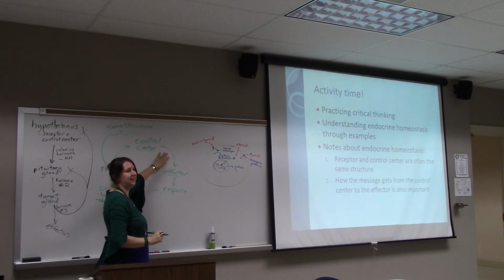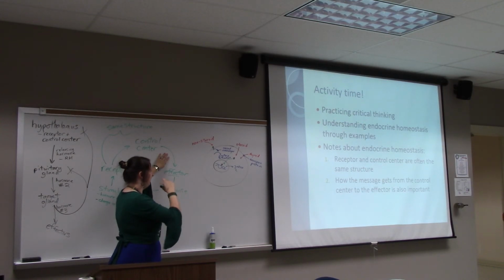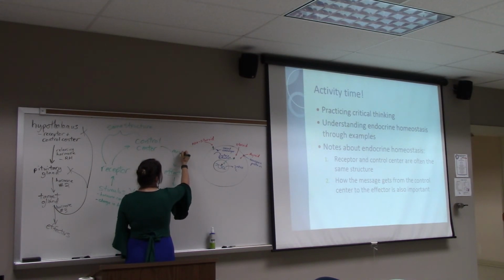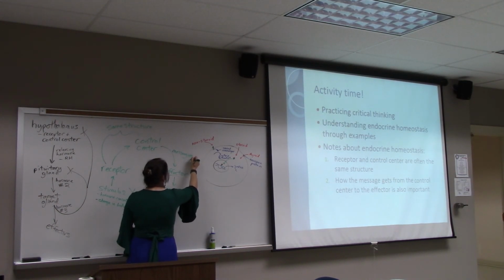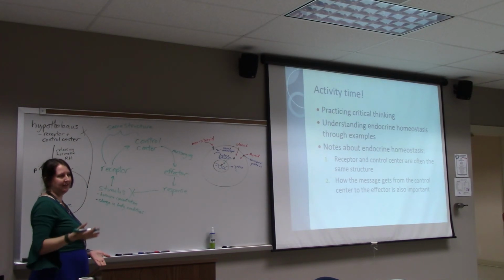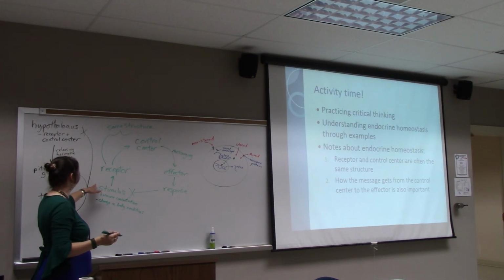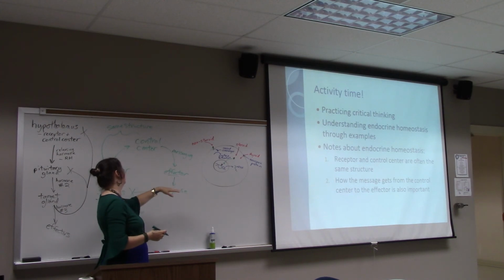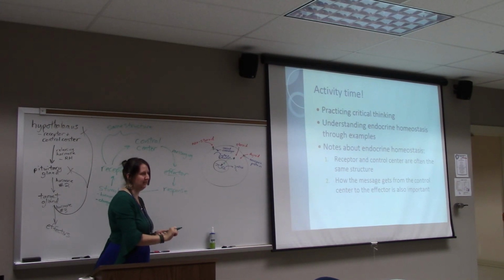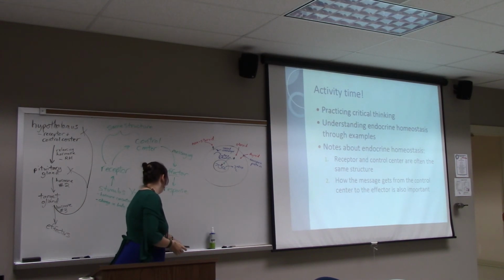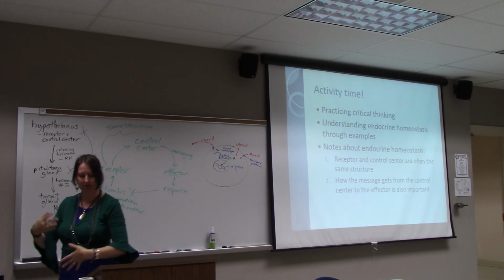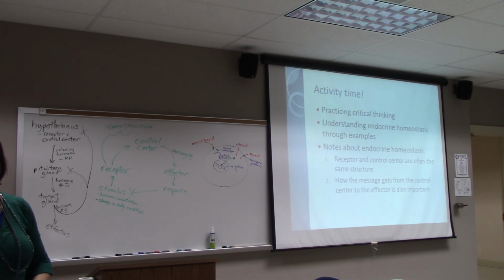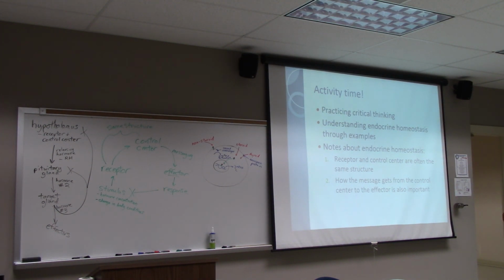But then what happens on this arrow is also important. Getting from the control center to the effector. And we'll call that the messaging. So for each of those 2 stories, you need to have stimulus, the receptor and control center, how the message gets to the effectors, who are the effectors, and what do they do. I'll give you a few minutes to work on the first one, then we'll go over it together. And then the second one you can do during break or in lab or for homework. Turn it in next time.